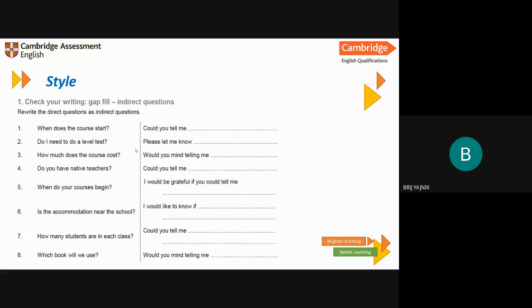Okay. And the last one, which book will we use? Would you mind telling me what? Would you not mind telling me? Come on, guys. It's already 1:16. We are running a minute late, actually 60 seconds late. Would you mind telling me the book you are using? No, no. Would you mind telling me the book we will use? Not you are using. You got the question wrong. Otherwise, you're right. Otherwise, you're good.